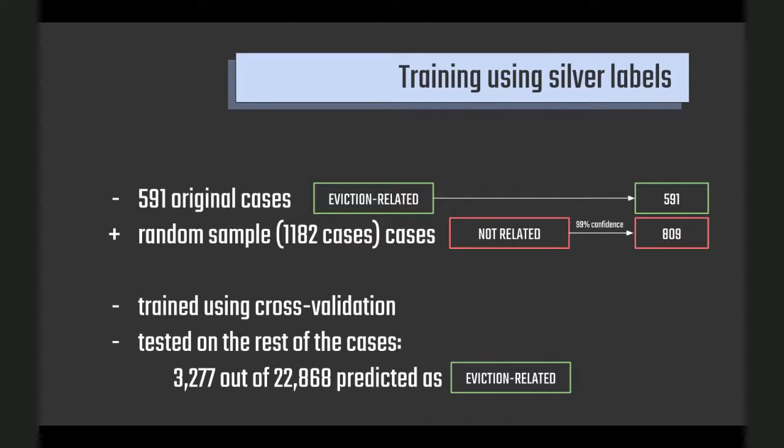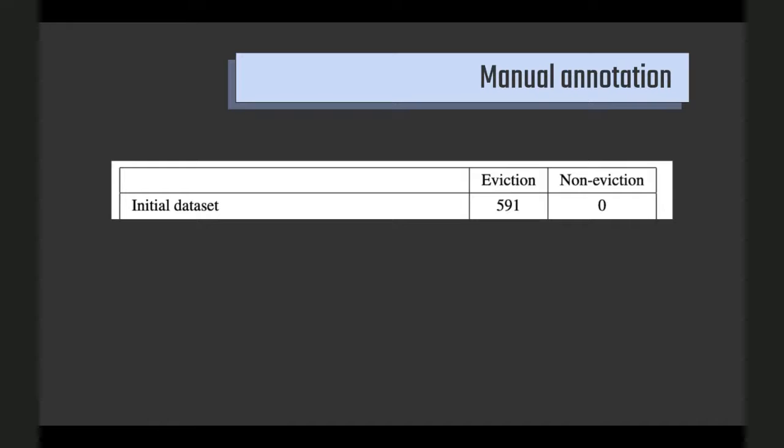Even if it's not entirely true, again, since our system uses silver labels and we don't know how well it predicts, even then we know that there are many cases in there which are eviction related, which means that this 591 that we thought were the only ones available is really not true. There is a much, much larger number in the dataset that were missed.